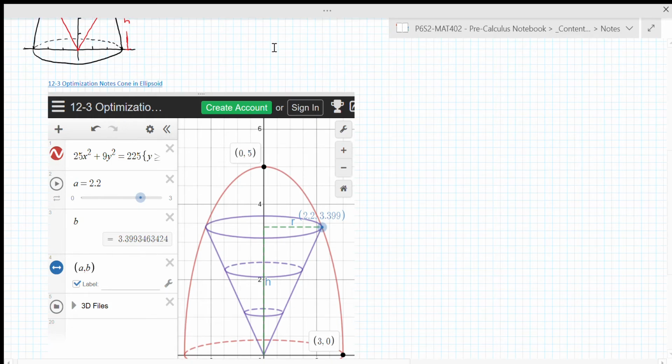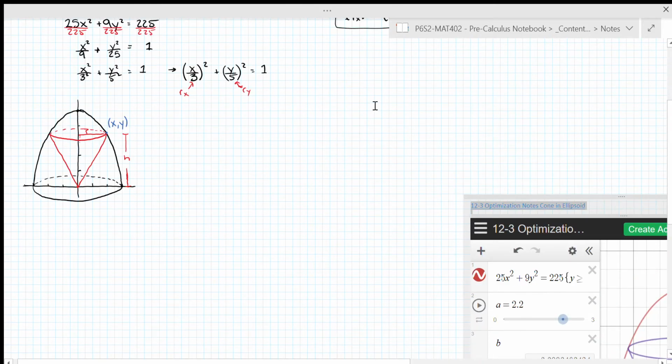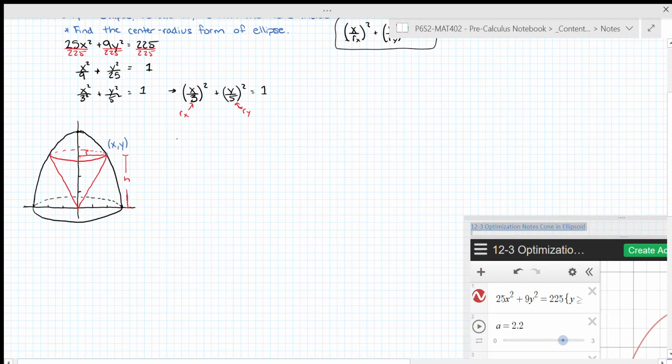I'm going to hide this again back off over here. I'll leave it there for us. So what we want to do, this is your second step. A is first sketch the situation. B is I want to write the volume of this cone. What's the equation for the volume of the cone? Well, the volume of a cone, and you'll be given all of these, is 1/3 pi r squared h.